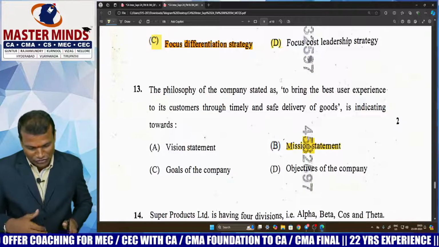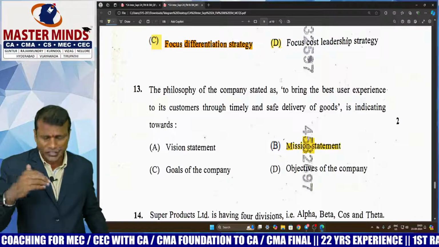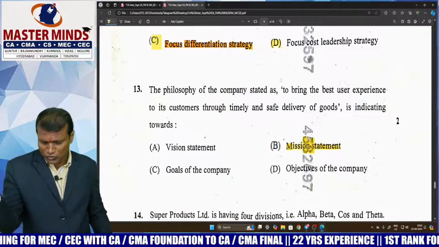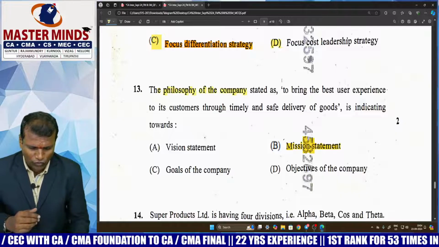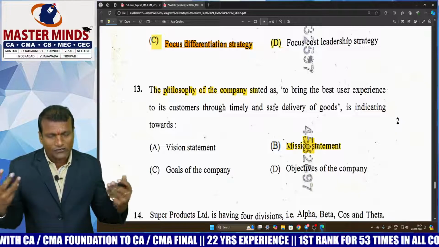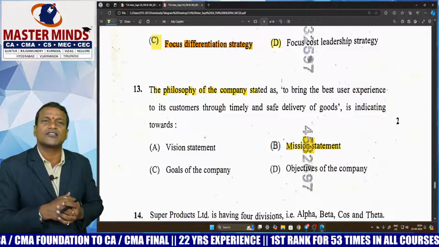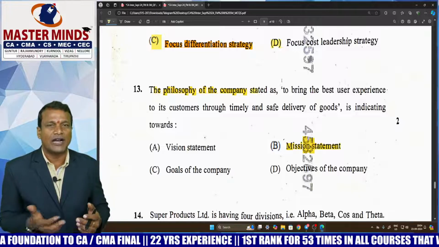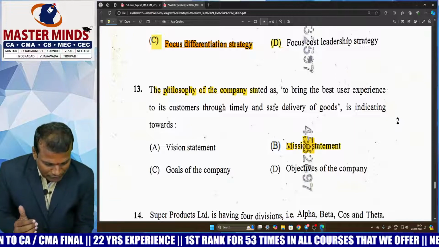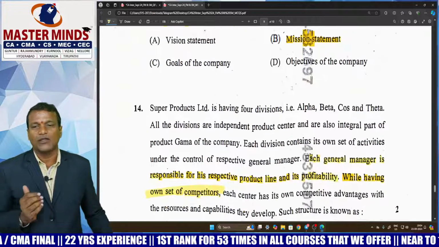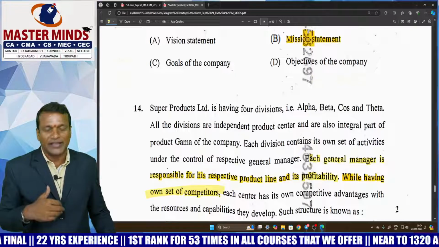Now look at the question number 13. Sorry, this is not an independent question. This question number 13 belongs to first case study. What is the philosophy the company is following here? The idea, they want to give the best user experience to its customers through a timely delivery and a very safe delivery of goods, means they are talking about their mission statement, right? Now let's move to the independent MCQ questions.